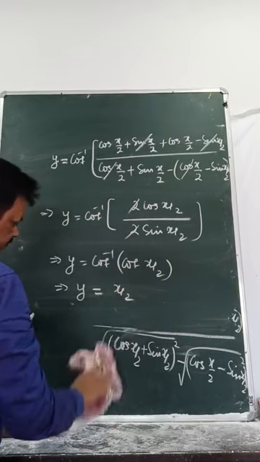Now differentiate with respect to x. We'll find d/dx of y is d/dx of x by 2, or half of x. So half will remain, and the derivative of x is 1. So like this, there are some other problems we'll try to solve. Okay.